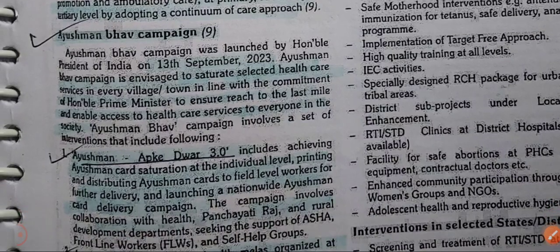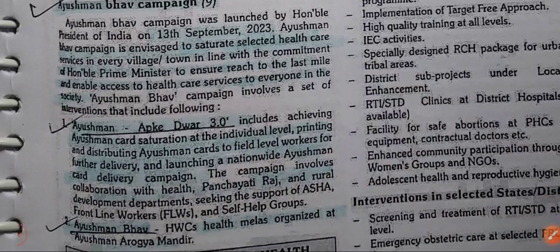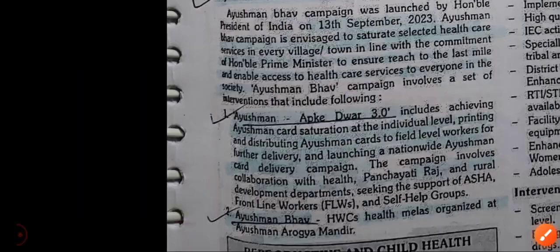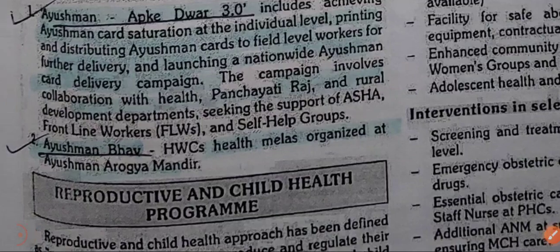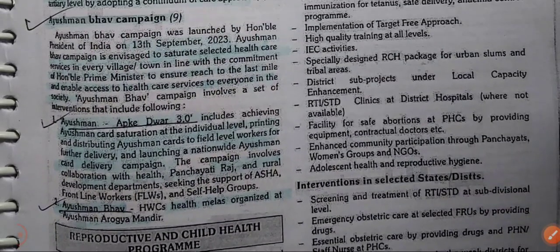About the Ayushman Bhav campaign. This Ayushman Bhav campaign was launched by the Honorable President of India on 13 September 2023. The Ayushman Bhav campaign is envisaged to saturate selected healthcare services in every village or town, in line with the commitment by Honorable Prime Minister Narendra Modi to ensure reach to the last mile and enable access to the services. It was launched on 13 September 2023 to saturate health services down to the last mile.